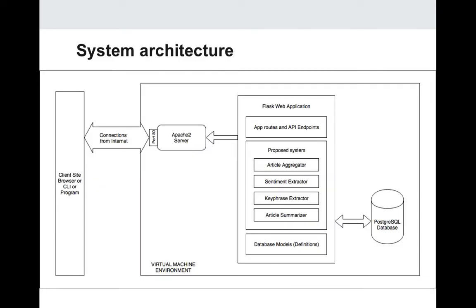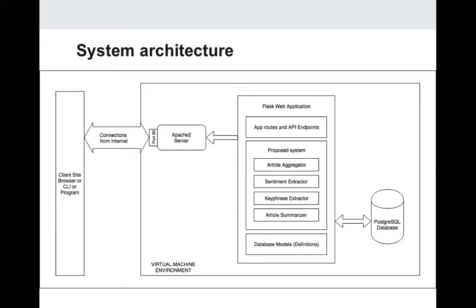This is the overall system architecture. The core of this whole is a web application, a web service built using Flask, the popular micro framework for building web applications. So the main two output methods are the app routes and the API endpoints. The app routes would be the things that serve up all the HTML pages, and the API endpoints is for CLI and programmatic access.